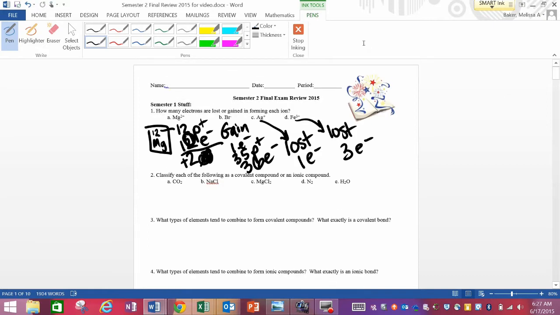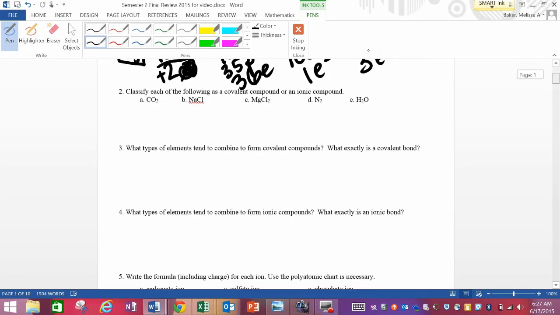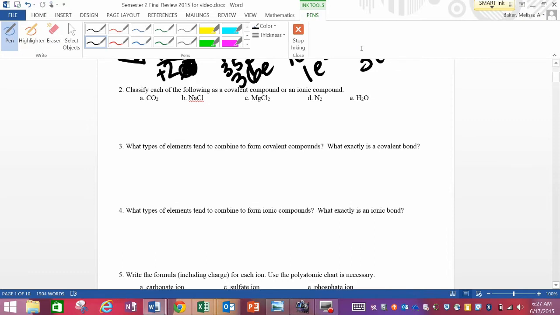Moving on to number 2. Number 2 says, classify each of the following as covalent or ionic. So first let's do a little refresher of what the difference is between a covalent compound and an ionic compound. Covalent compounds are made of all nonmetals. That is things that are to the right of the zigzag on the periodic table. Ionic things are metals and nonmetals. So one thing to the left of the zigzag and 1 or more things to the right of the zigzag.